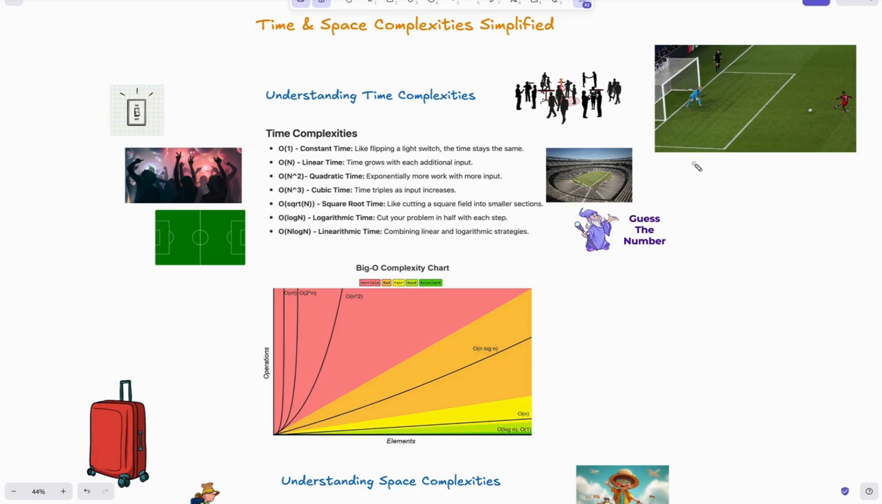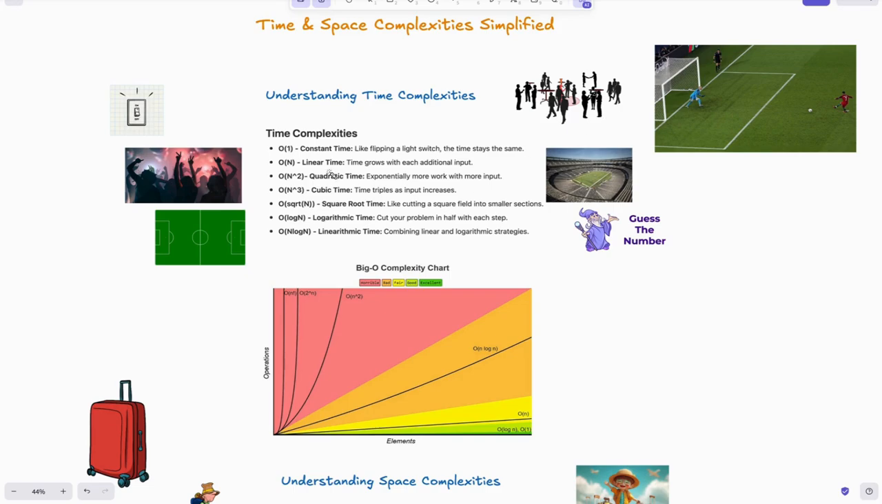Another simple example: imagine you're looking for a friend in a huge crowd. If you're just randomly searching, it might take a while, right? Now imagine you have a list of everyone in the crowd arranged alphabetically and your friend's name is Ronaldo. Now if you search through the list, you can find them much faster. That's like having a more efficient algorithm with a better time complexity.